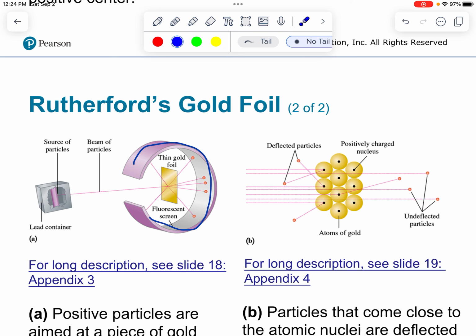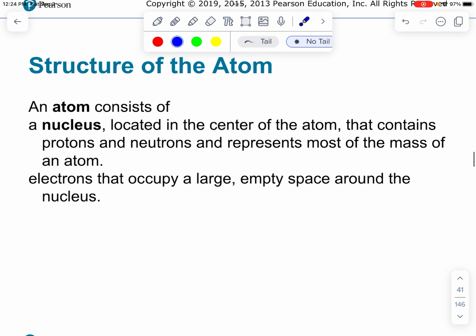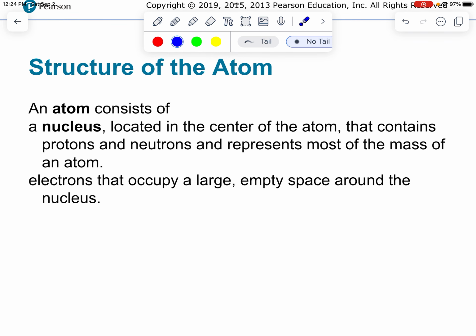And so what he learned is that there must be some really dense concentrated particles in the atom that have all the mass. And because the vast majority of the alpha particles pass through undeflected, the atoms are mostly made up of empty space. And so that led to the hypothesis that the structure of the atom consisted of a nucleus located in the center of the atom that contains protons and neutrons and most of the mass of the atom. The electrons occupy a large empty space around the nucleus.